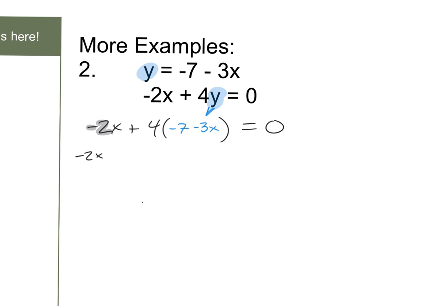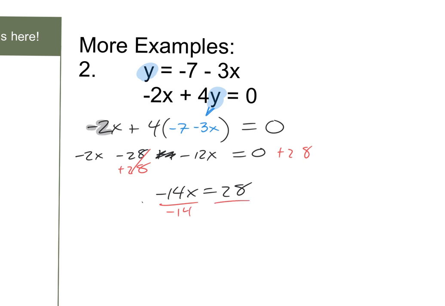So I have negative 2x, distribute that 4, I would have negative 28, not positive, my bad, negative 12x, and this would still equal 0. I'm going to have to add the 28 to the other side, cancel that out, combine these like terms to get negative 14x equals positive 28. Oh, that's very similar to our last problem. Divide both sides by negative 14.